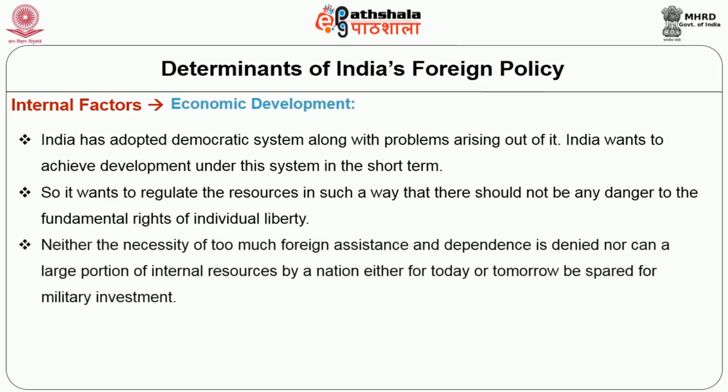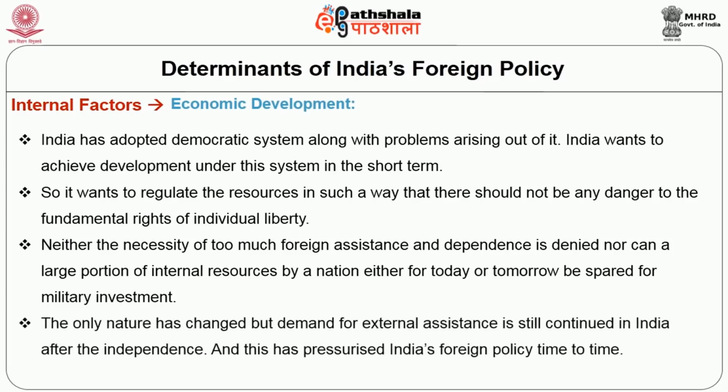In this direction, neither the necessity of too much foreign assistance and dependence is denied, nor can a large portion of internal resources of a nation, either for today or tomorrow, be spared for military investment. Hence, only the nature has changed, but the demand for external assistance still continued in India after independence, and this has pressurized India's foreign policy from time to time.